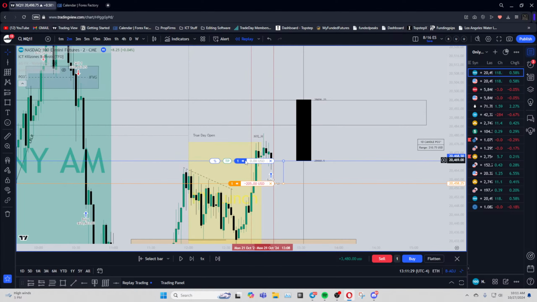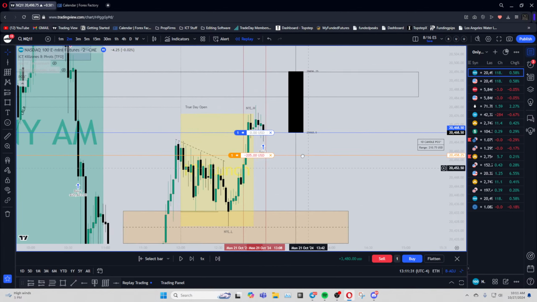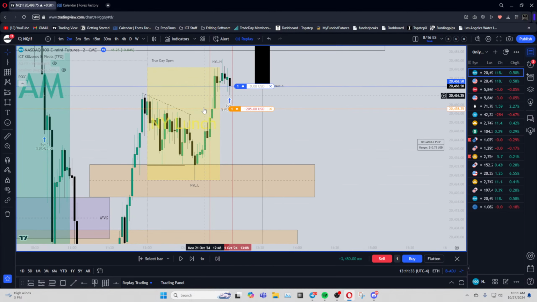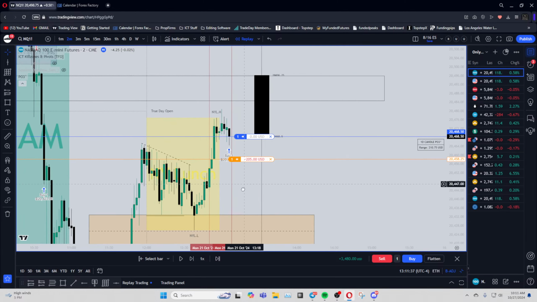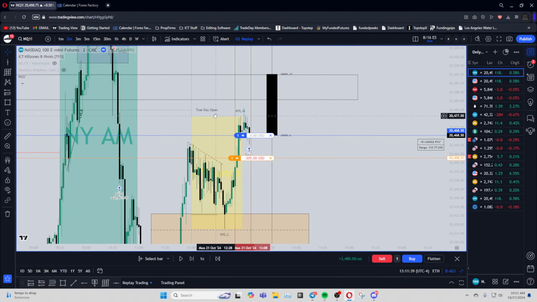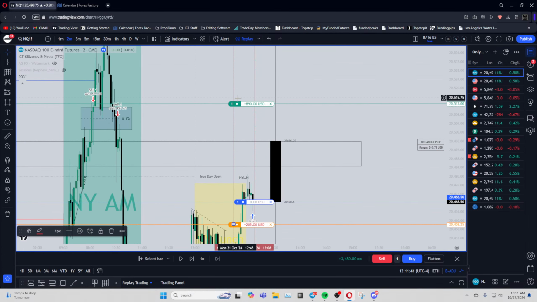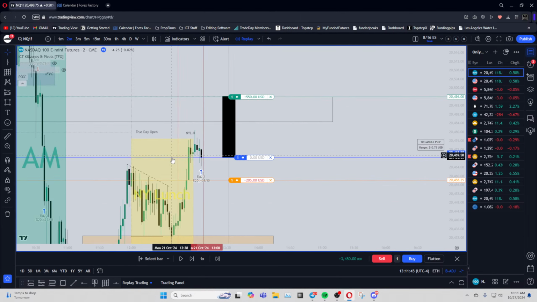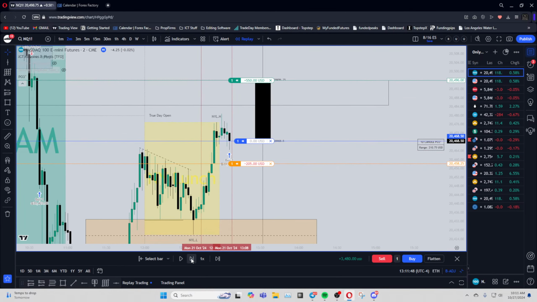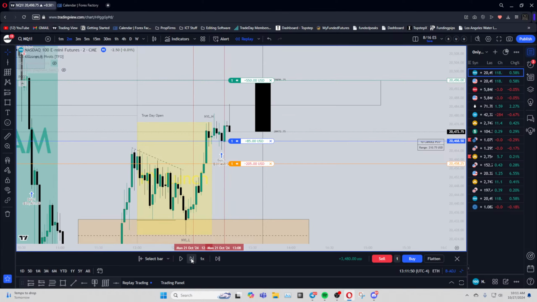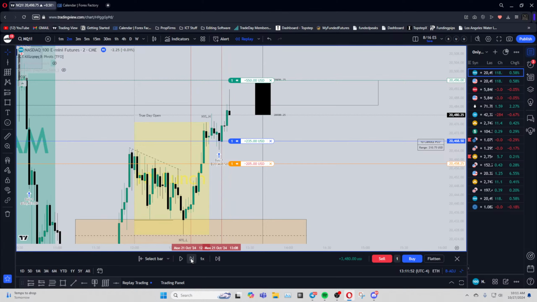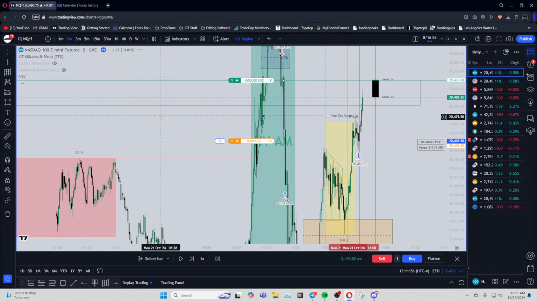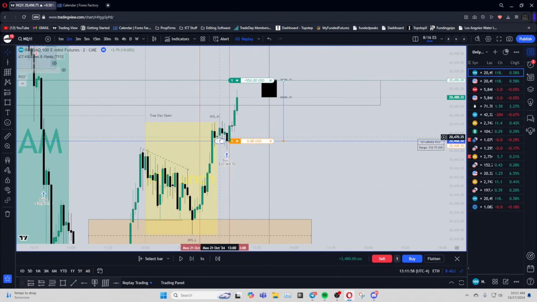Continuation macro. I know we swept, we did sweep these highs. However, it looks like we're displacing higher. So we'll see if we could get a quick scalp in here. Top of this range. Okay. Let's go break even at that point. This is the top of the new week opening gap right here.